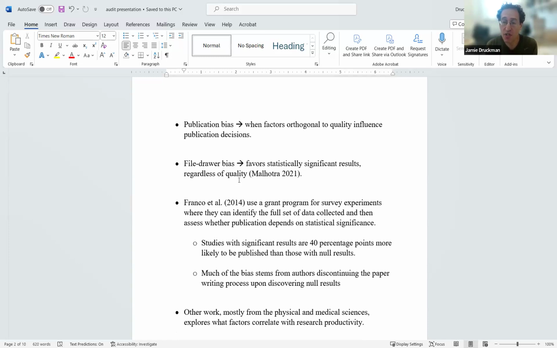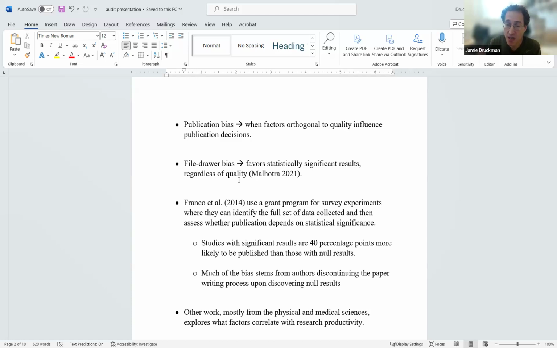So there are lots of approaches. There are a lot of statistical approaches to estimating this. There's been a long line of literature on this. The paper on which we were building was, as I mentioned, this paper by Franco et al. And what they did was pretty clever, is they exploited this grant program, which I'll talk a little bit more about in a moment. It's a grant program where people apply to do survey experiments.